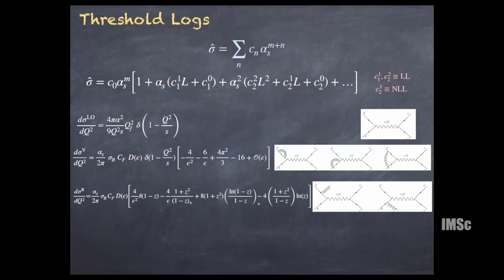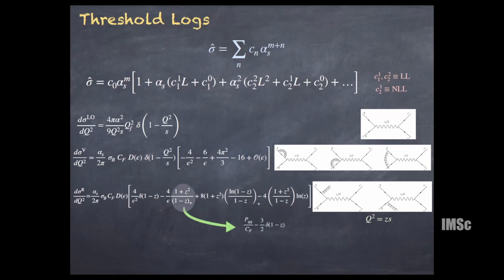Now this delta function tells you that for leading order it is Q squared equal to S. Same is true for the virtual part, Q squared is equal to S. But for real emission, there is one extra emission, and then Q squared is not equal to S. Now Q squared is zS. And z tends to 1 is basically called the threshold limit. If you do the calculation, you will find that this kind of logs will appear. That makes a large contribution in the calculation.